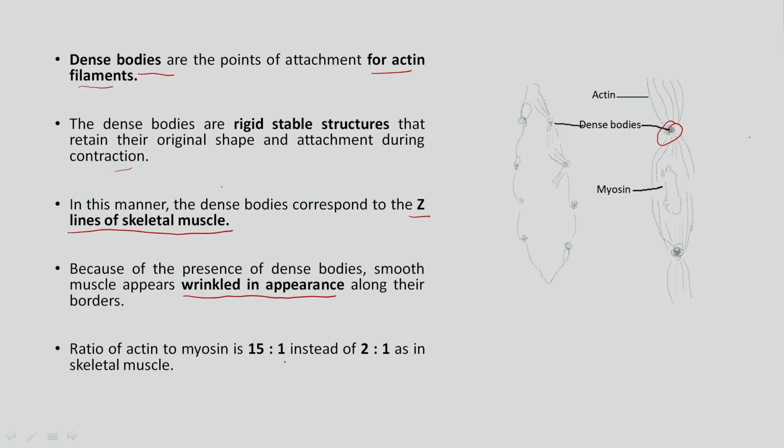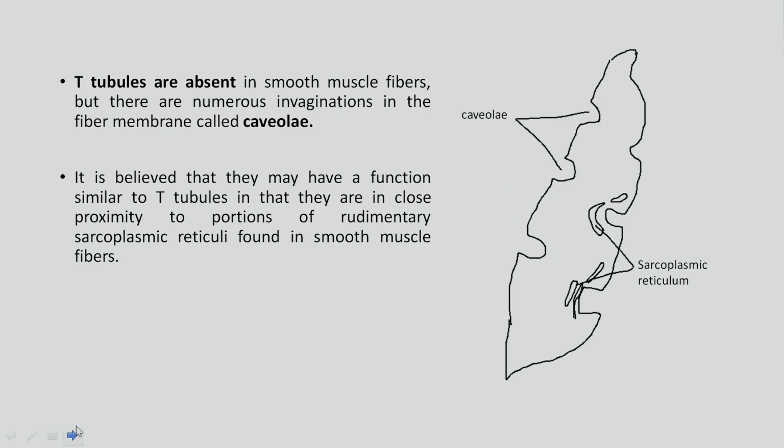The ratio of the actin to myosin filament is 15:1 instead of 2:1 as in the case of the skeletal muscle. The skeletal muscle actin to myosin ratio was 2:1, but in the case of the smooth muscle this ratio is 15:1.